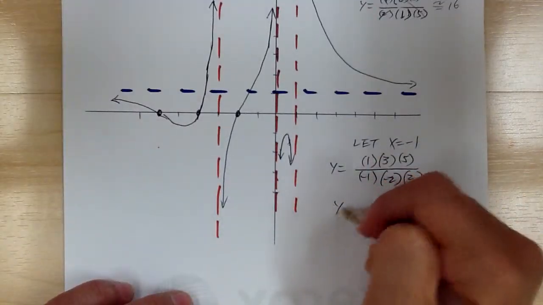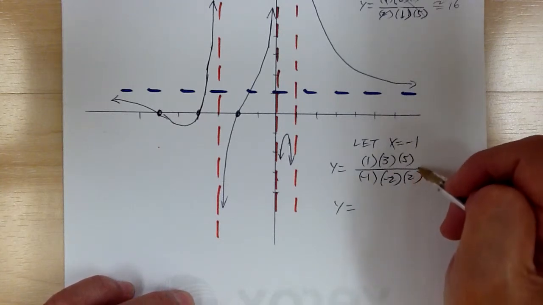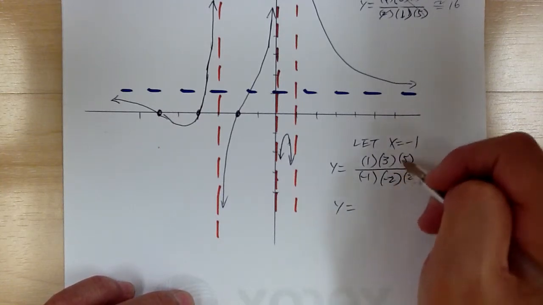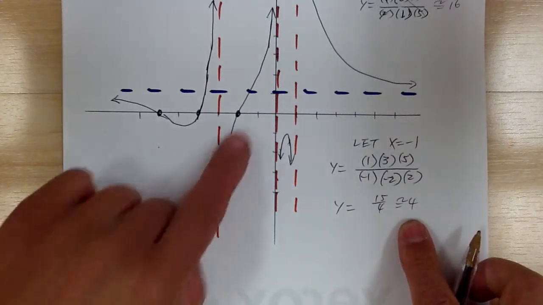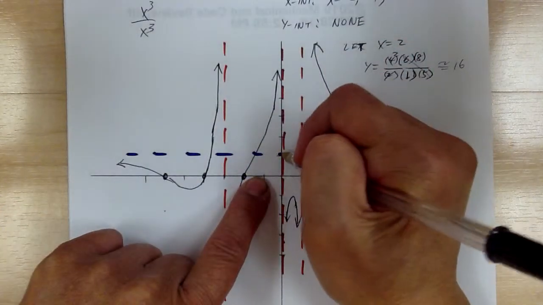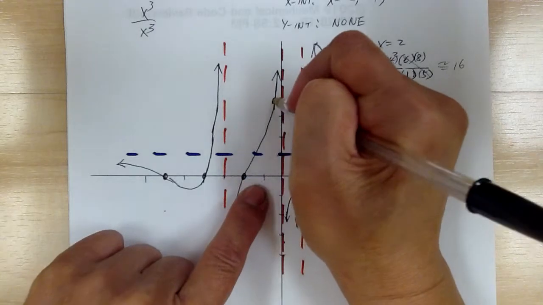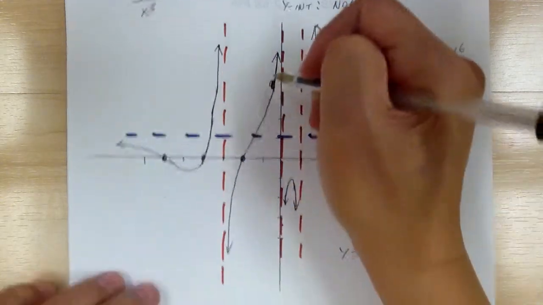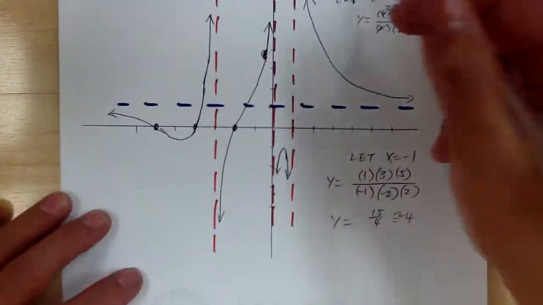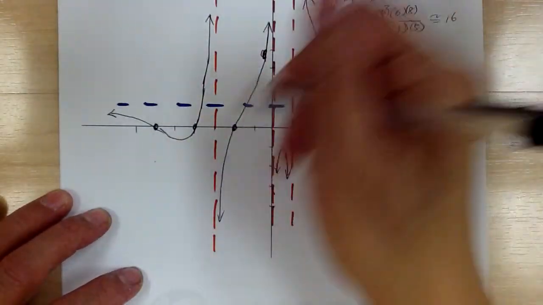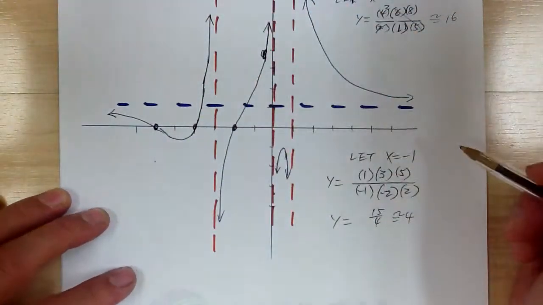Okay, so from here, you're going to get 15 over 4. So it's about 4. Okay, so when it's -1, you're going to get about 4. 1, 2, 3, 4. It's about right over here. Okay, so once you get a point, you can see how to go this way, right? Again, if you're not sure, just pick more points. And once you get more points, you can figure out where it goes. Okay.